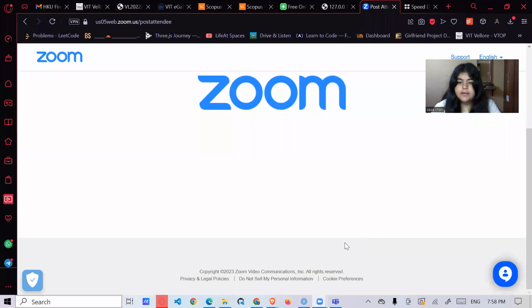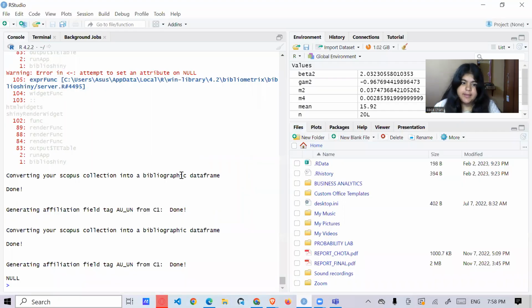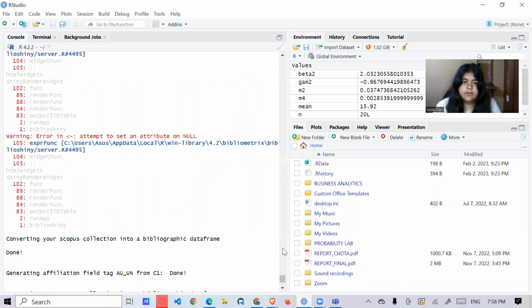So now I will be using R to open BiblioShiny, and then I will be visualizing databases that I download. So the first thing we need to do is go to RStudio, and then we need to install bibliometrix. For that, I can hop in and show you.